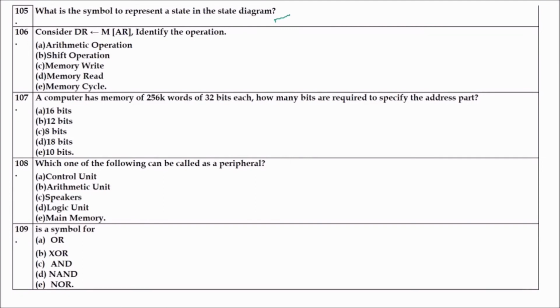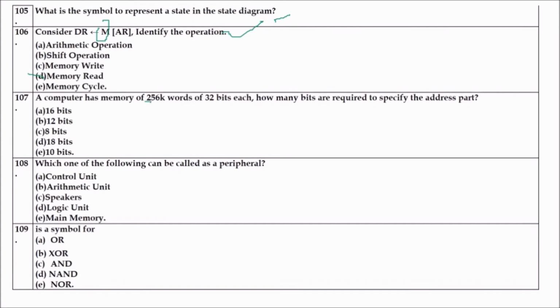Next is, consider DR, this back arrow, MAR. What does this operation identify? 106. The answer is it is a memory read. Okay, memory read. A computer has a memory of 256K words of 32 bits each. How many bits are required to specify the address part? Can you tell me the answer?